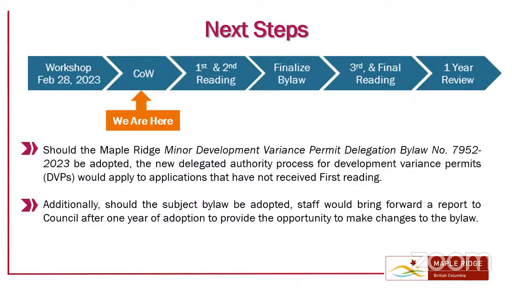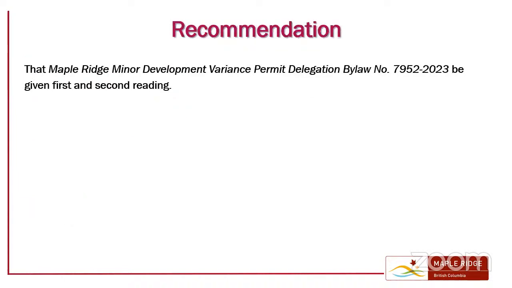So in terms of next steps, we are here today at COW, and later, should council move it forward, it would go forward to council later today for first and second reading. Taking any council comments into consideration, we'd go back and finalize the bylaw and then come back for third and final. And the one thing we'll mention is we'd come back for a 1-year review to see how it's working and to see if there are any changes we could implement to make it more efficient. So should council move it forward, the recommendation is here on the screen.